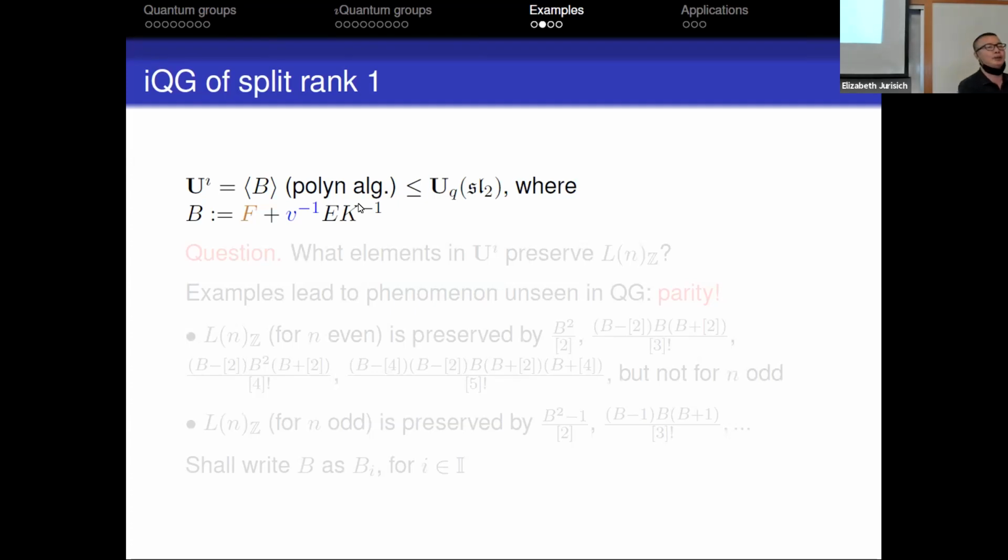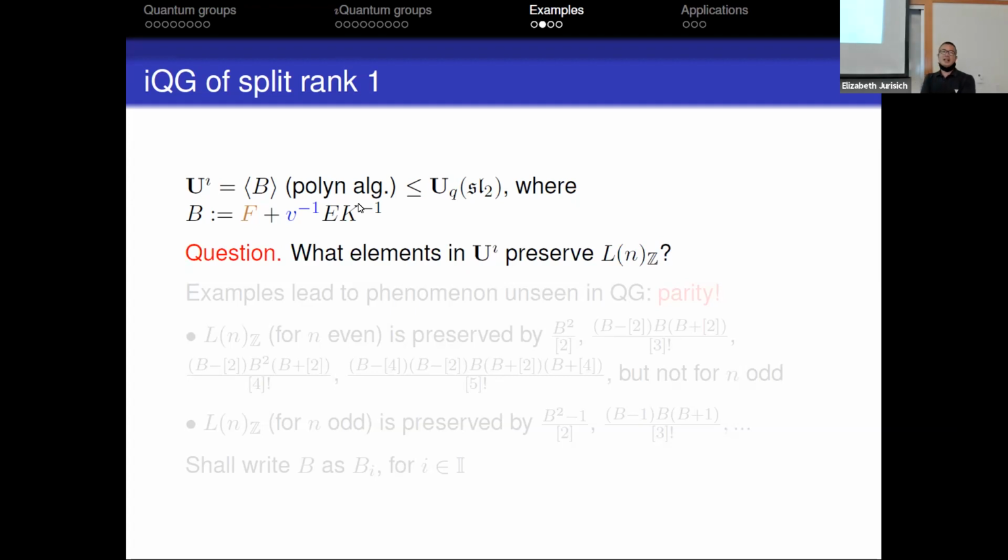Now let's talk about iQuantum groups. I give you an example of the so-called split rank 1. In this case, the iQuantum group is a subalgebra of quantum sl2 with a single generator B. So abstractly, this is a polynomial algebra in one variable. How much simpler an algebra can we get? And for this generator, for example, I wrote down a particular parameter, phi inverse; you can do something like this, but you can do variations. Let's not worry about that.